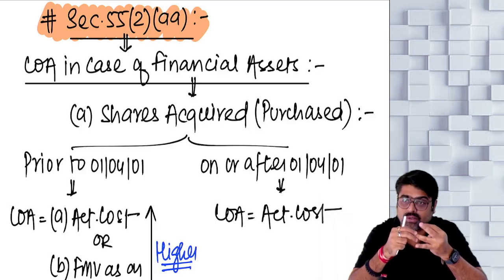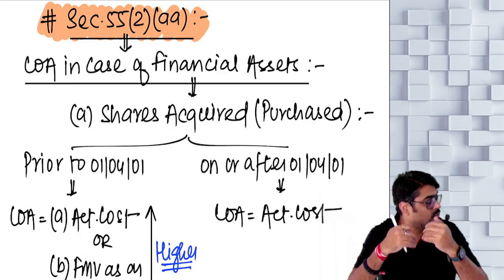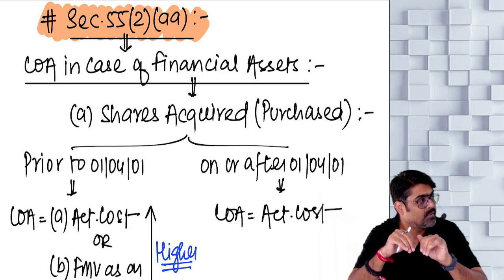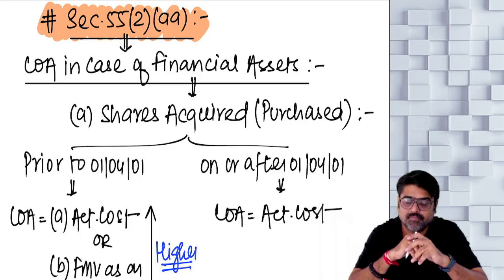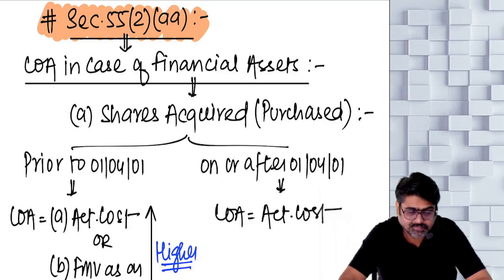What will be the cost of acquisition of right in that case? In that case, you will not get the right shares. The person in whose favor you have renounced the right will get the right shares. So first of all, tell me, can you become a shareholder in a company? How?